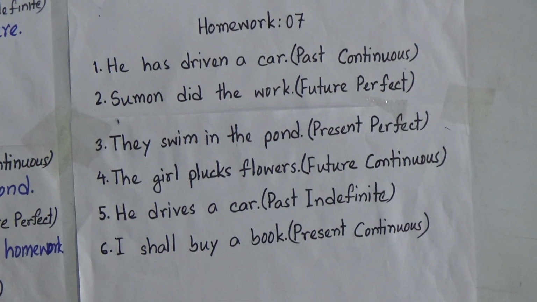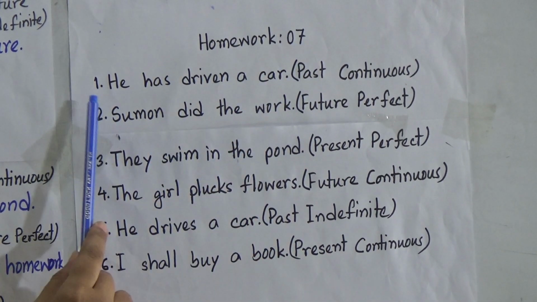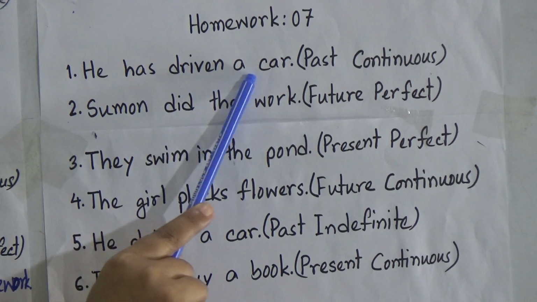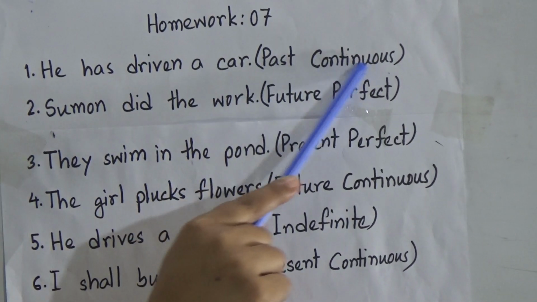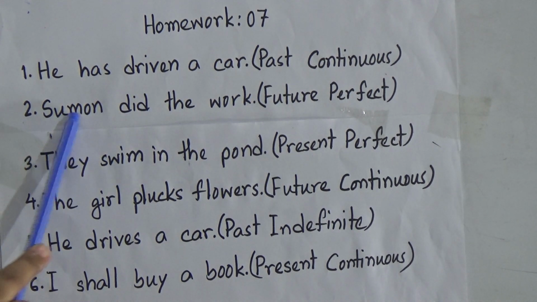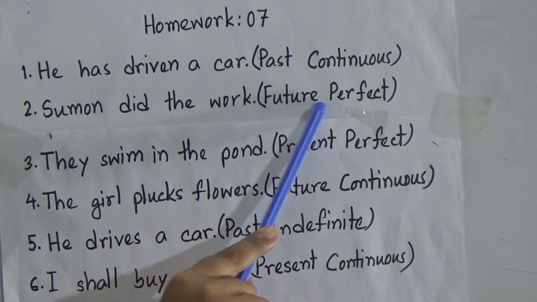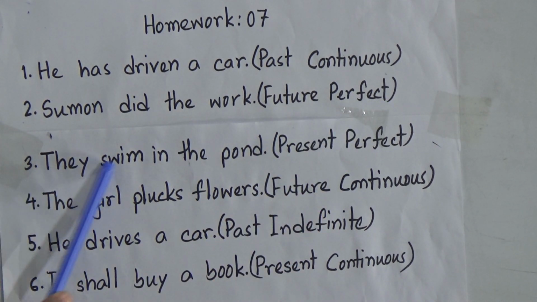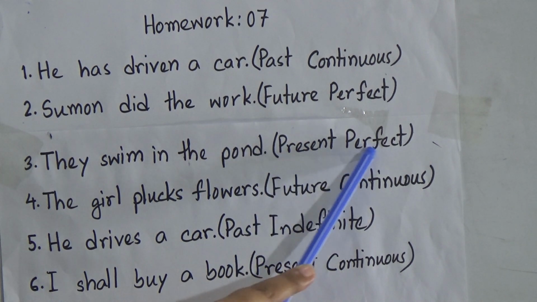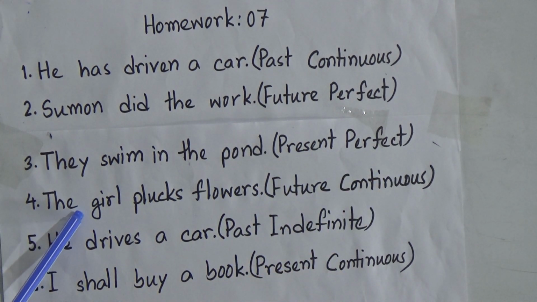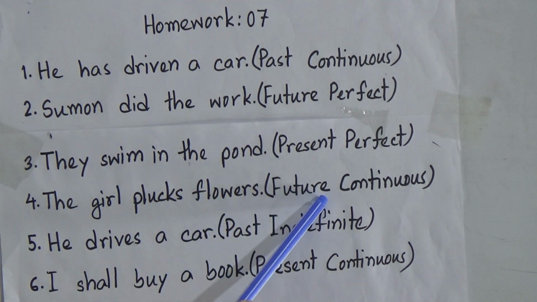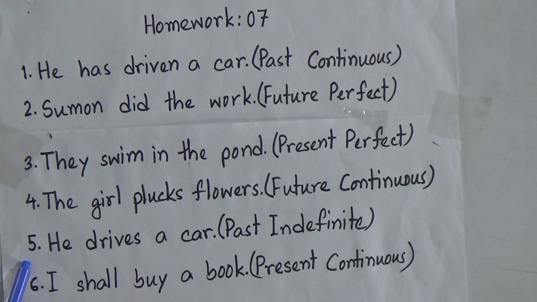And there is a homework, my dear students. This is homework number 7, and number 1 is he has driven a car. You will change it to past continuous tense. Number 2 is Shumon did the work. You will change it to future perfect tense. Number 3 is they swim in the pond. You will change it to present perfect tense. Number 4 is the girl plucks flowers. You will change it to future continuous tense. Number 5 is he drives a car. You will change it to past indefinite tense. And number 6 is I shall buy a book, and you will change it to present continuous tense.